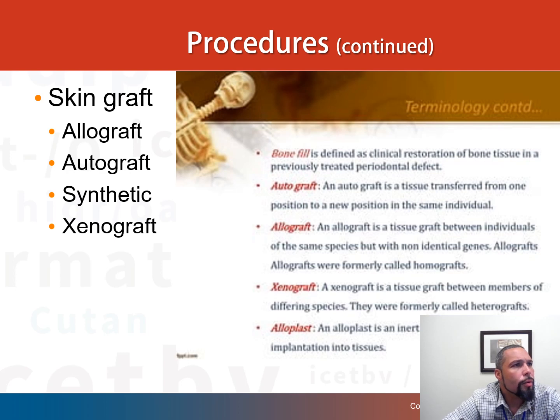Just know that an autograft is tissue transferred from one position to a new position in the same individual. So auto being the same, okay? An allograft is a tissue graft between individuals of the same species, but with non-identical genes. All right, so from Billy to Tommy, okay. A xenograft is a tissue graft between members of different species. They were formerly called heterografts. And then you have the alloplasts, which aren't even in our book, so disregard that one.